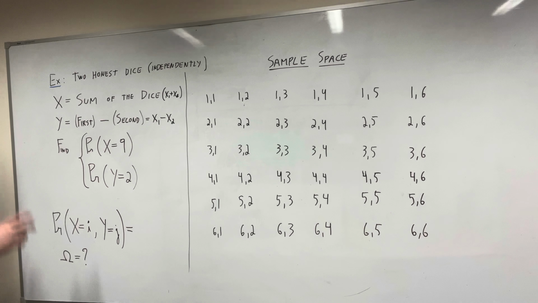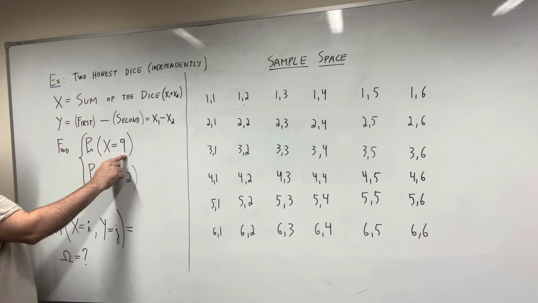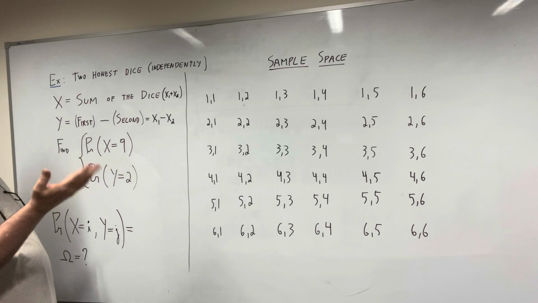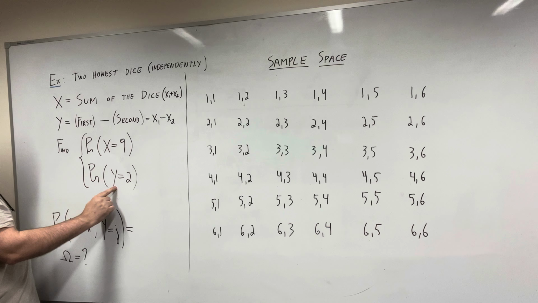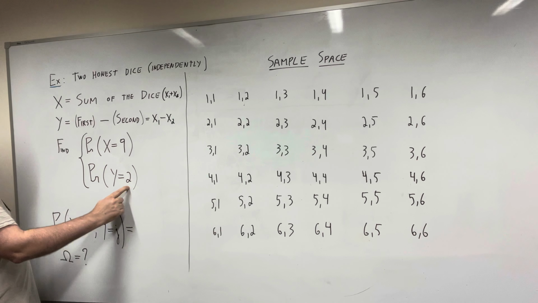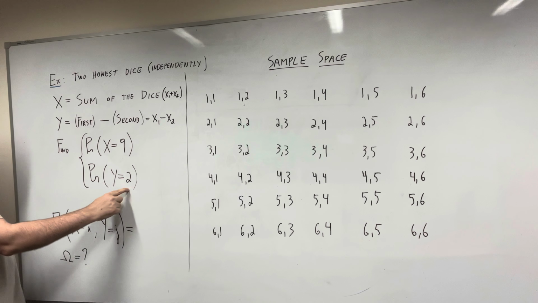And the exercise asks you, what's the probability that the sum is 9? That's the first part of the exercise. And the second part is the probability that the difference is 2. Okay, the first minus the second is 2.